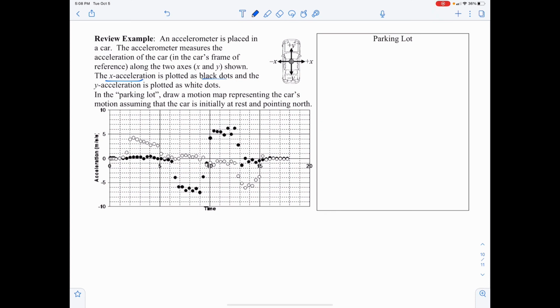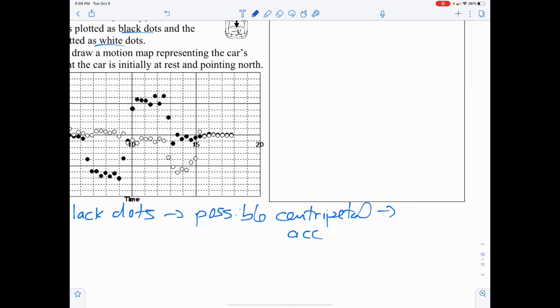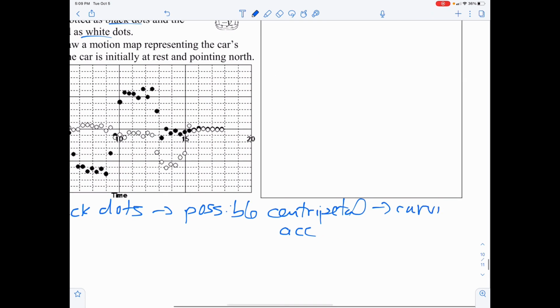Acceleration in the X, black dots; acceleration in the Y, white dots. So acceleration in the X direction, black dots. And ladies and gentlemen, the black dots would be showing you the direction of curvature. This is possible centripetal acceleration. What that means is you're curving. You're curving in a circle.